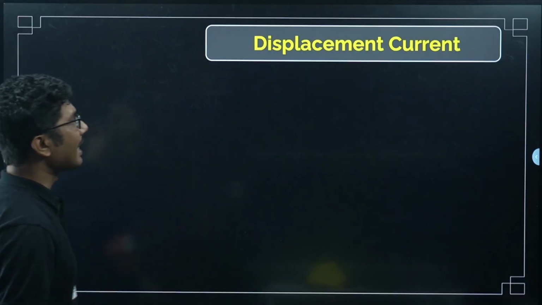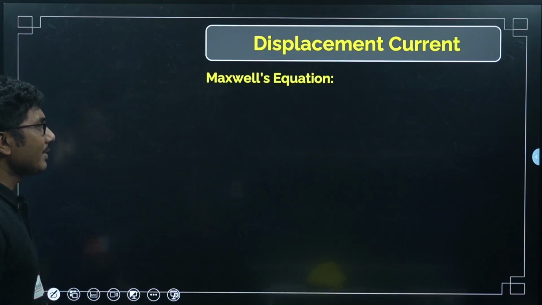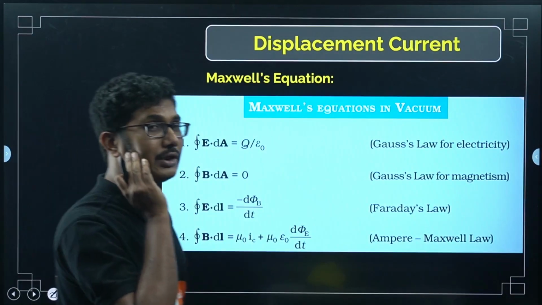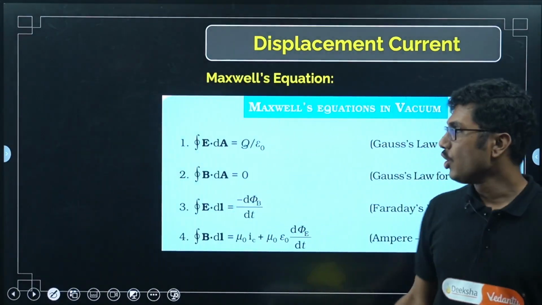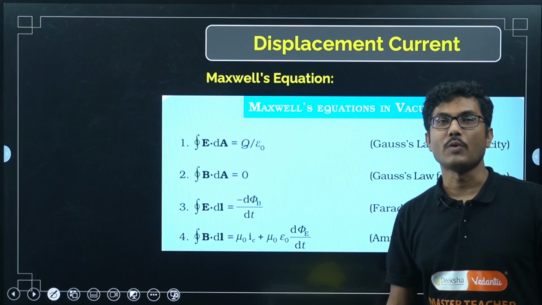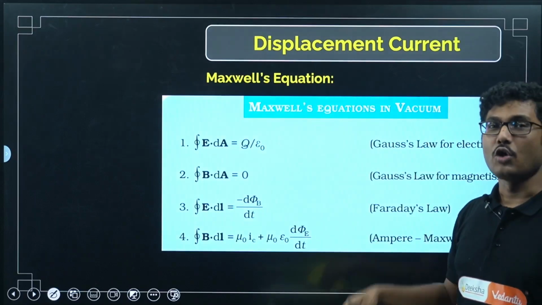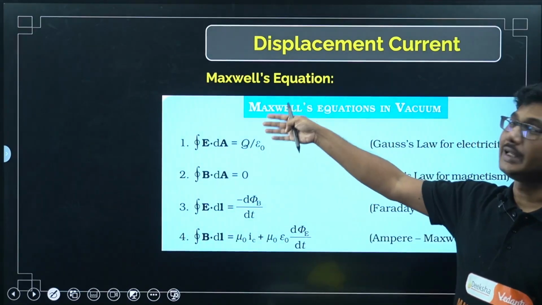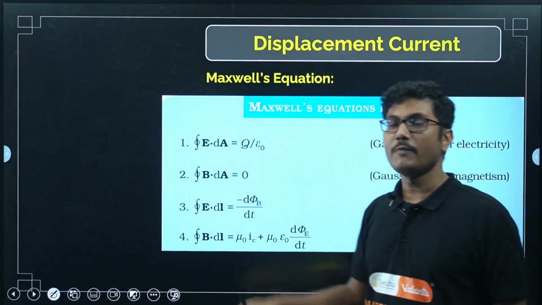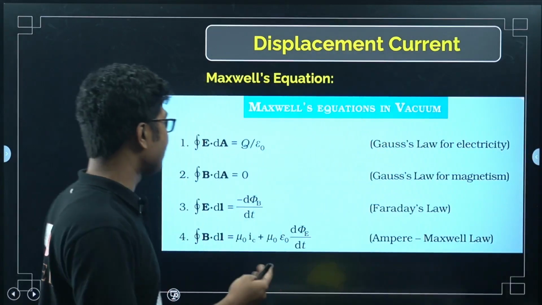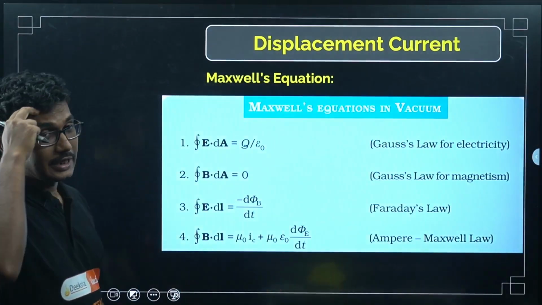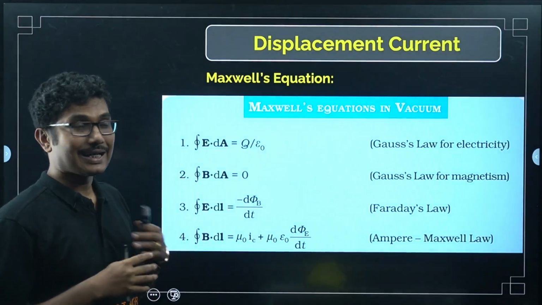Now based on that, Maxwell rewrote the 4 equations, and he was the first one who wrote all these equations one after another. He said that these 4 equations are not separate, they are actually the same form of the same equations. They are linked equations. He said these equations are interconnected.